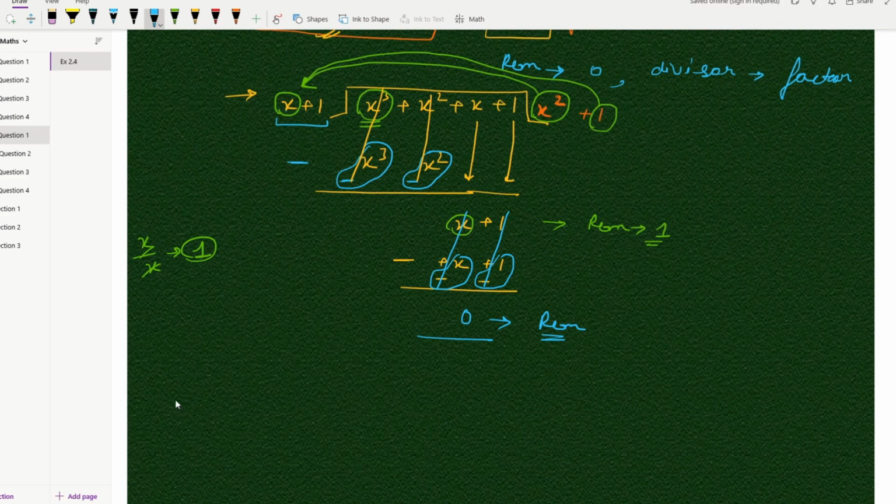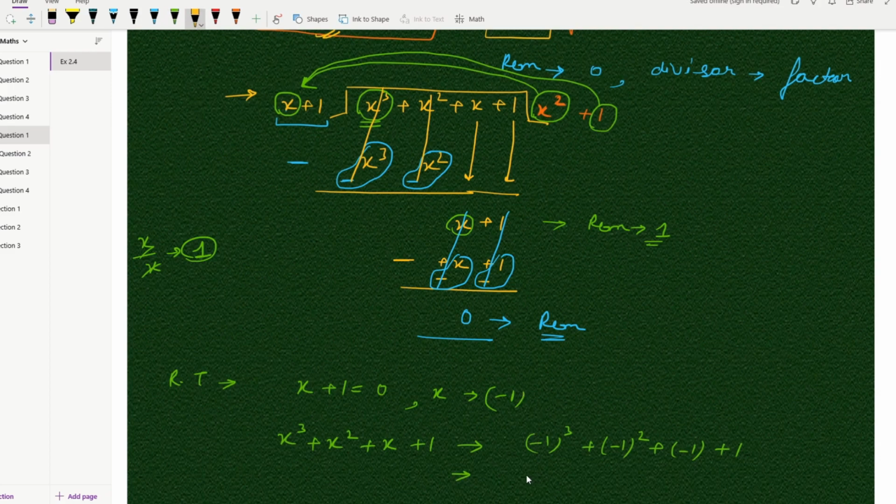इसको आप शॉर्टकट मेथड से भी देख सकते हैं अगर आप देखना चाहें तो. दिस इज रिमाइंडर्स थ्योरम. तो इसमें हम क्या करते हैं, जो डिवाइज़र होता है उसको इक्वेट्स टू 0 करते हैं. तो यहाँ पर जो x की वैल्यू आ जाएगी दैट इज़ -1 और इसको डिविडेंड में डाल देते हैं. तो डिविडेंड है x³ + x² + x + 1, इसमें डाल देते हैं. सो इट विल बी (-1) का होल क्यूब प्लस (-1) का होल स्क्वायर प्लस (-1) + 1. सो (-1) का क्यूब विल बी -1 and (-1) का स्क्वायर will be +1, so -1 + 1 - 1 + 1. So ultimately यहाँ से भी आपका रिमाइंडर 0 ही आ रहा है.